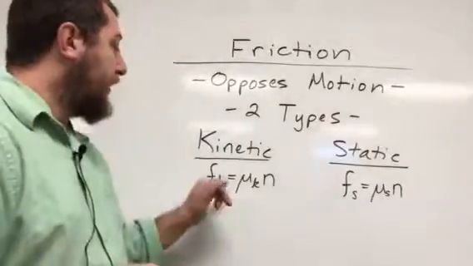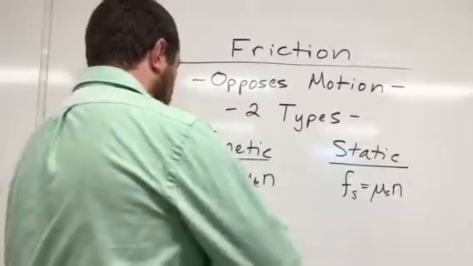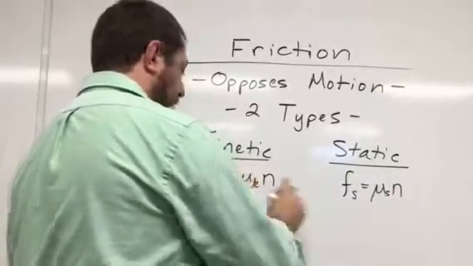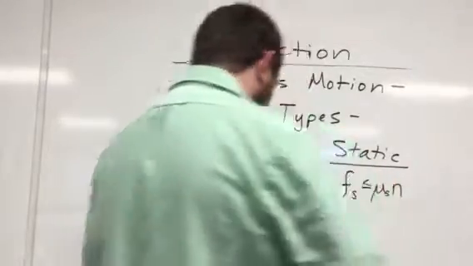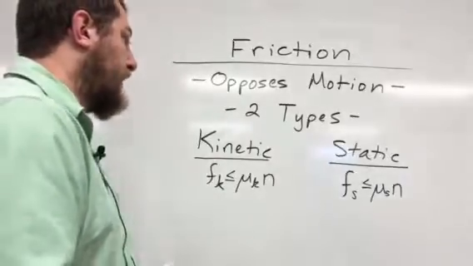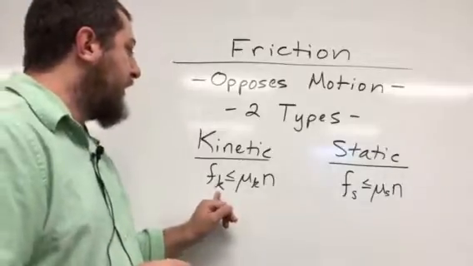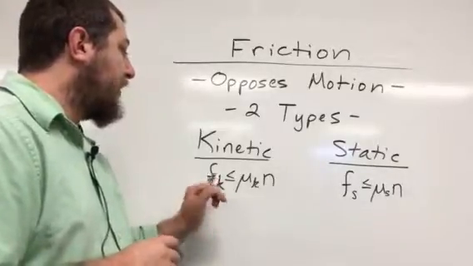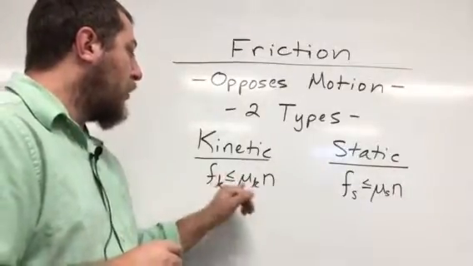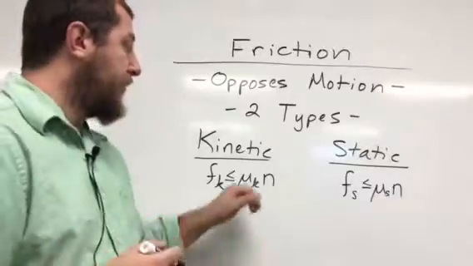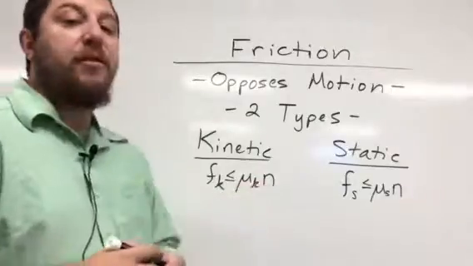Now, technically, I've written equal signs here. These technically should be less than or equal to signs, all right? And what this means is that the force of kinetic friction is going to be less than or equal to this symbol, what we call mu sub k, or the coefficient of kinetic friction in this case, and mu sub s is the coefficient of static friction, times the normal force.